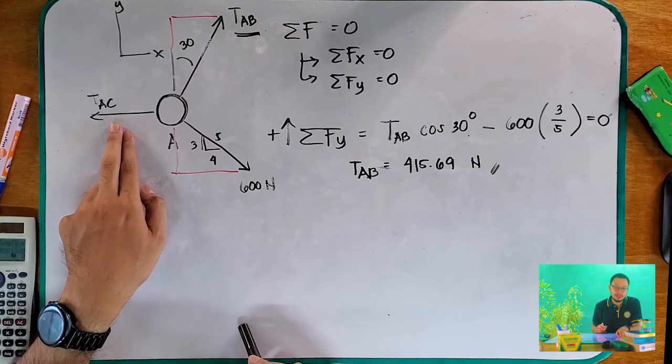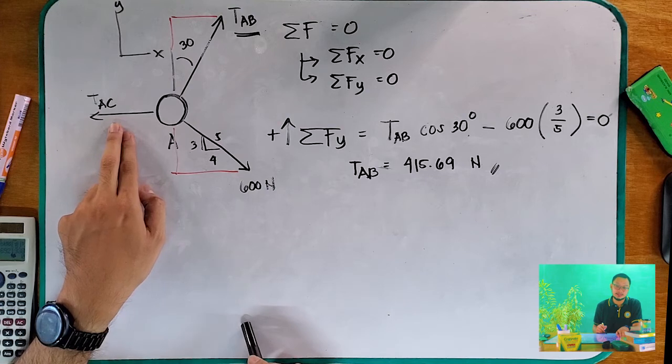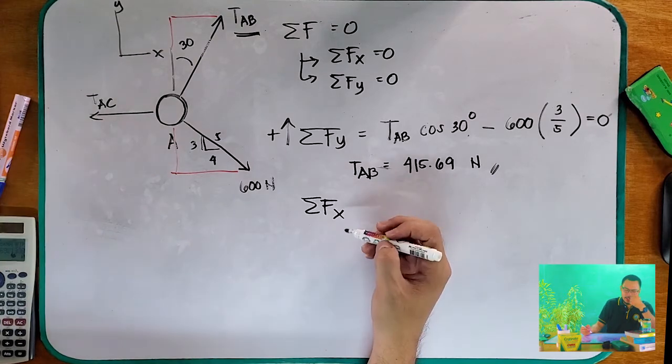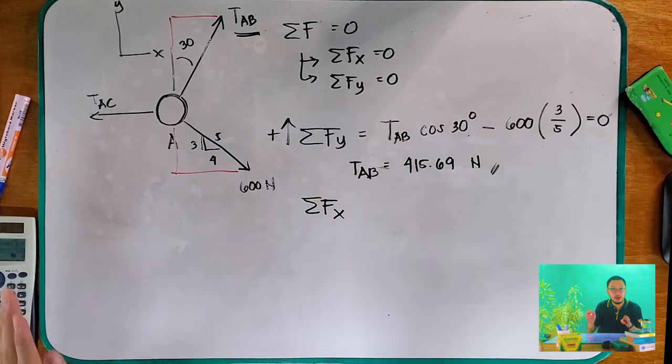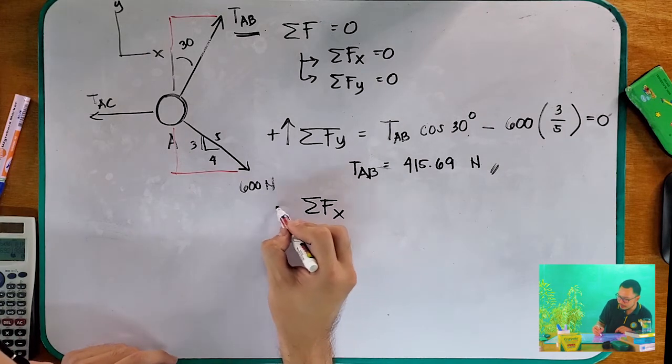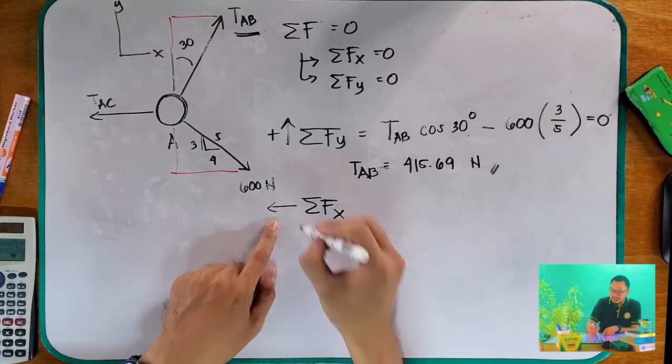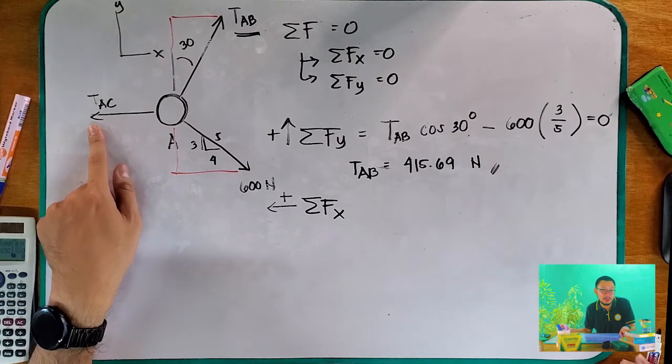Okay? Now, how about our force TAC? We can determine it if we use the summation of forces along the x, since this is directed along the x-axis. And again, I make an assumption that the positive direction is going to the left, so I indicate that here with an arrow. This means this direction is positive. This does not mean positive should be on the right and up; I just made an assumption so that it matches my unknown direction.